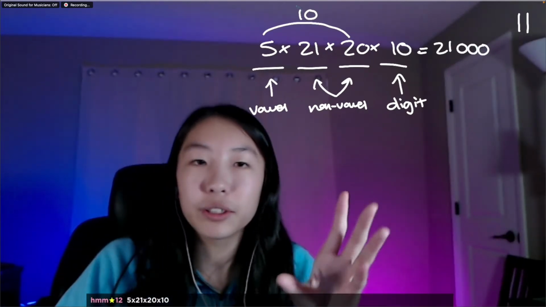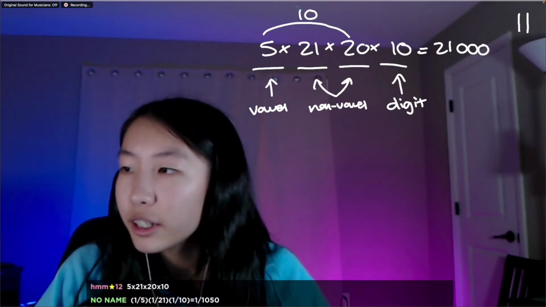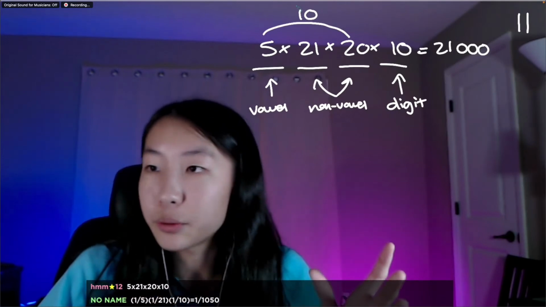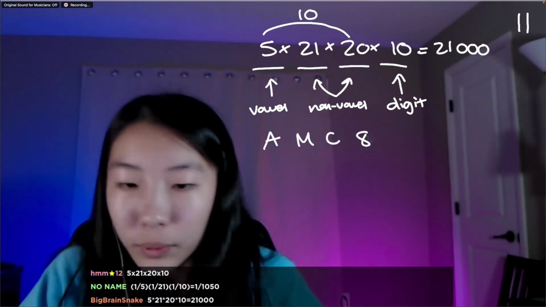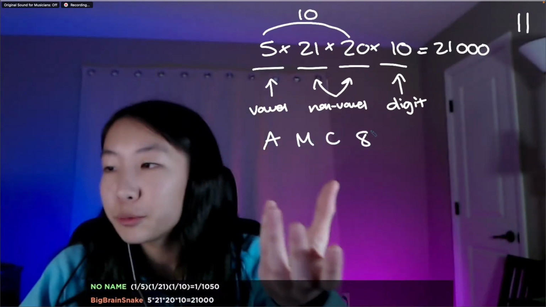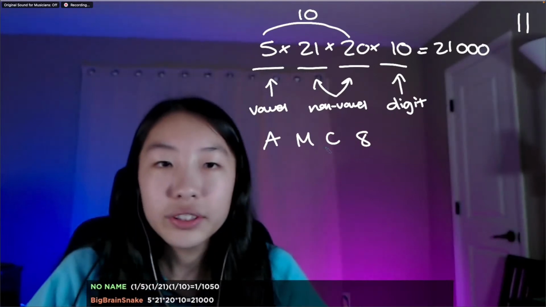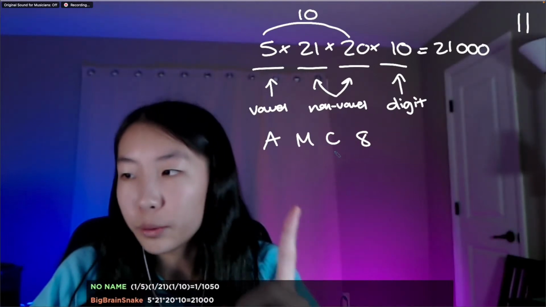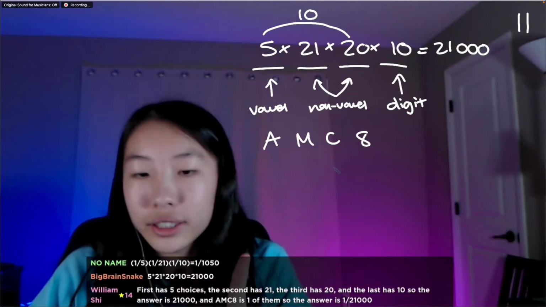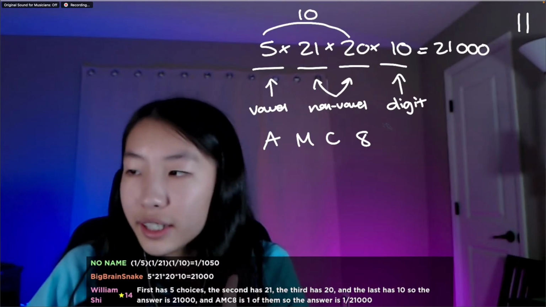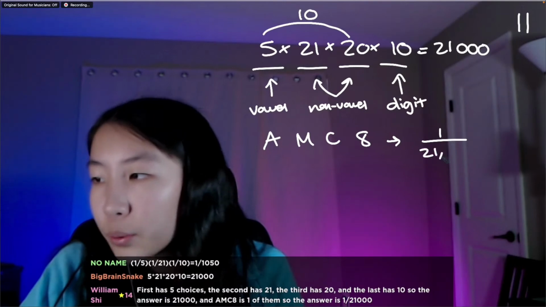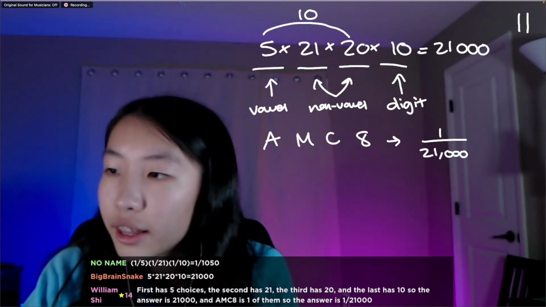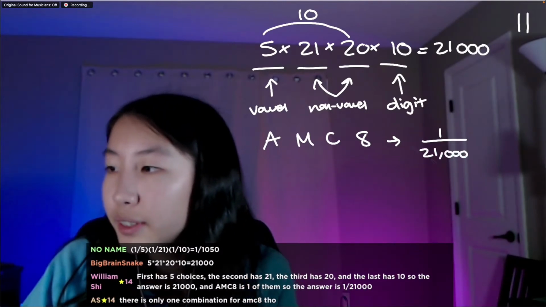And now let's go back to what this problem is asking for. We want the probability that the plate is going to read AMC8. What a coincidence. So if we want it to read AMC8, notice that this can only be attained in one way. There's only one unique plate that'll have this. So the successful is going to be 1 over our total of 21,000. And that is going to be answer choice B.